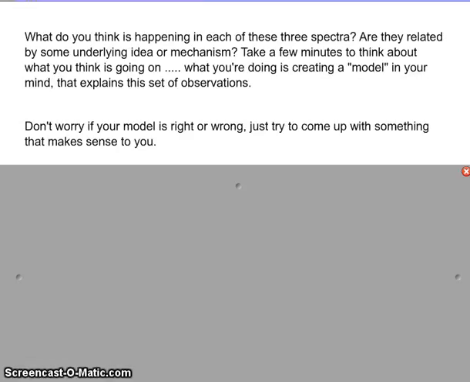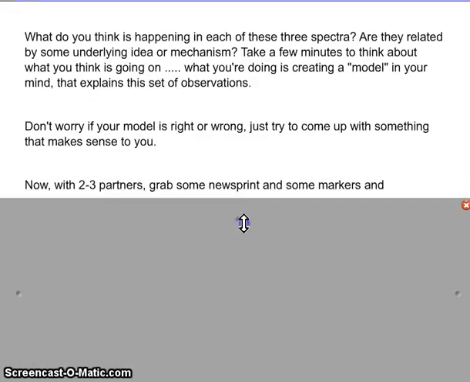Okay, so here we are at the task. What do you think is happening in each of these? Do you think they're related by some underlying idea or mechanism? Can you take a few minutes to just think about what's going on, create a model in your mind? What I'm going to ask you to do in a couple of minutes is this.